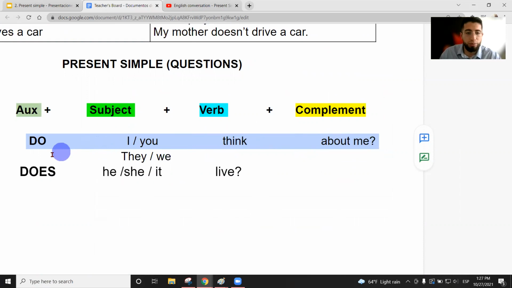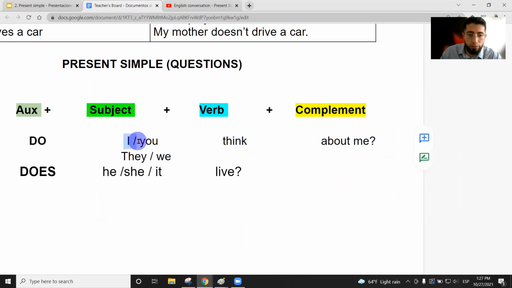Es una posible respuesta. Now, this is with all. Así es con todos los sujetos, right? With all the subjects, con todos los sujetos, I, you, they, and we. ¿Listo? So remember, el auxiliar is do. Now, with the questions in third person, con las preguntas en tercera persona, tenemos he, she, and it, right? Y ahora, chicos, tenemos does he live? ¿Listo? Vive, right? Él o ella, ¿cierto?